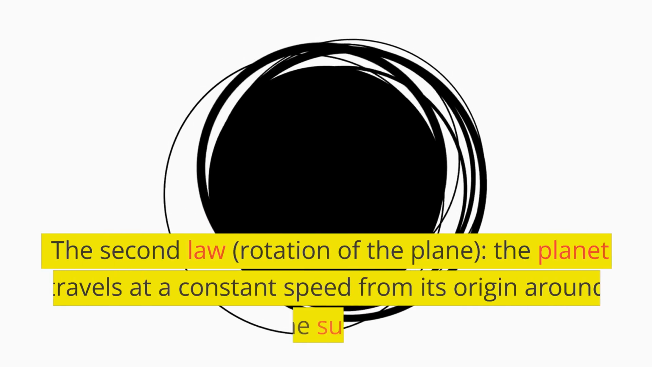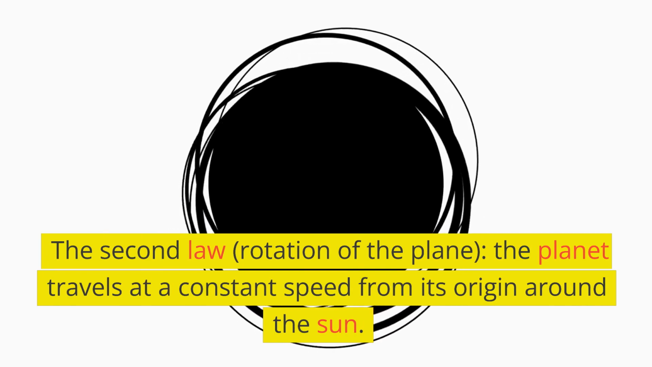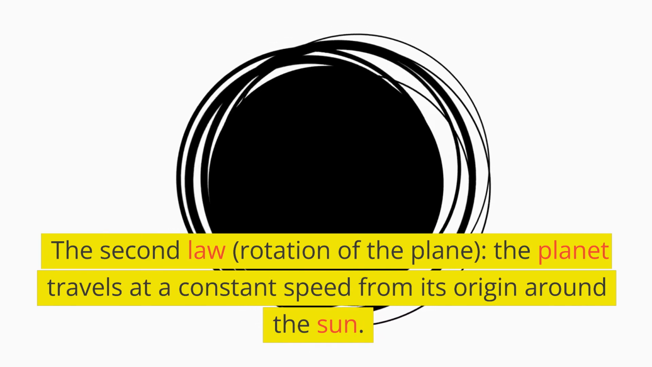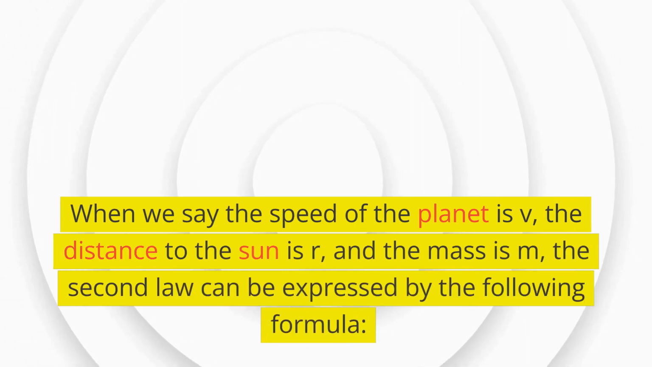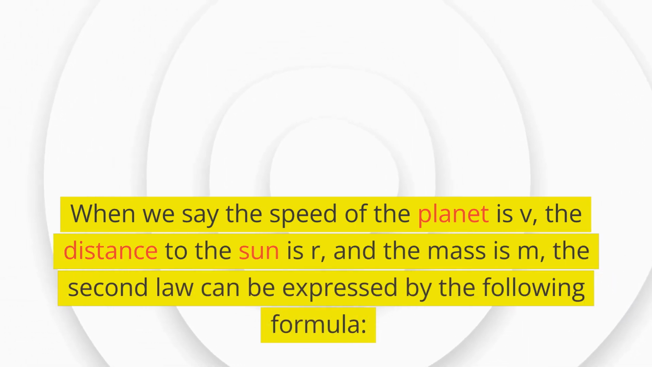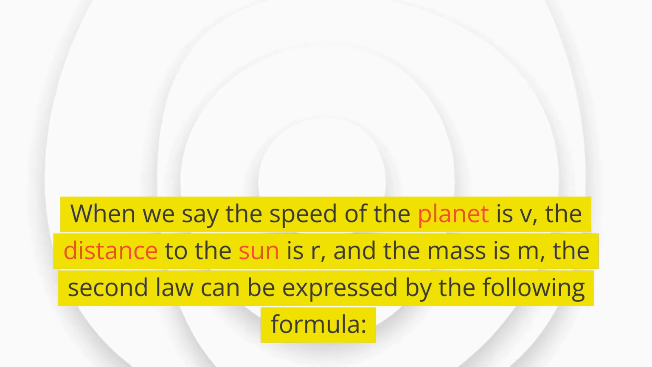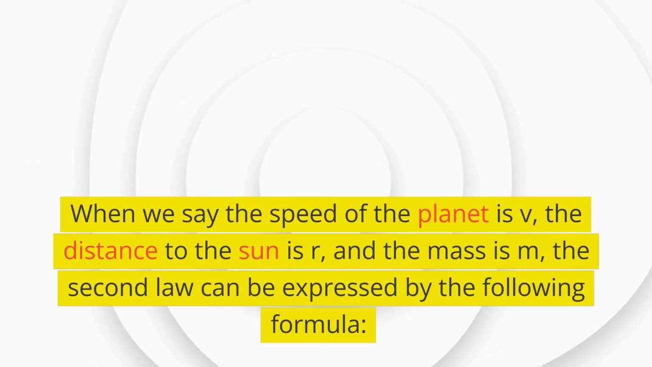The second law, rotation of the plane. The planet travels at a constant speed from its origin around the Sun. When we say the speed of the planet is v, the distance to the Sun is r, and the mass is m, the second law can be expressed by the following formula.